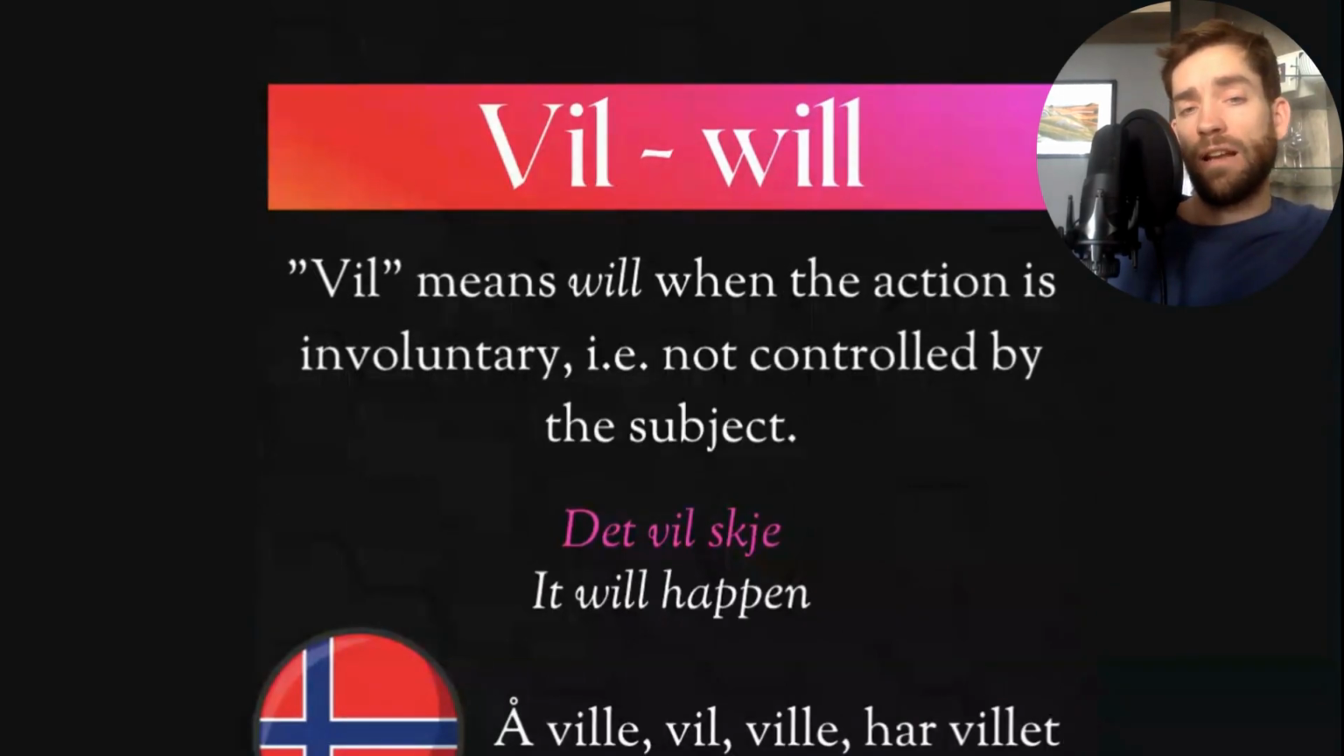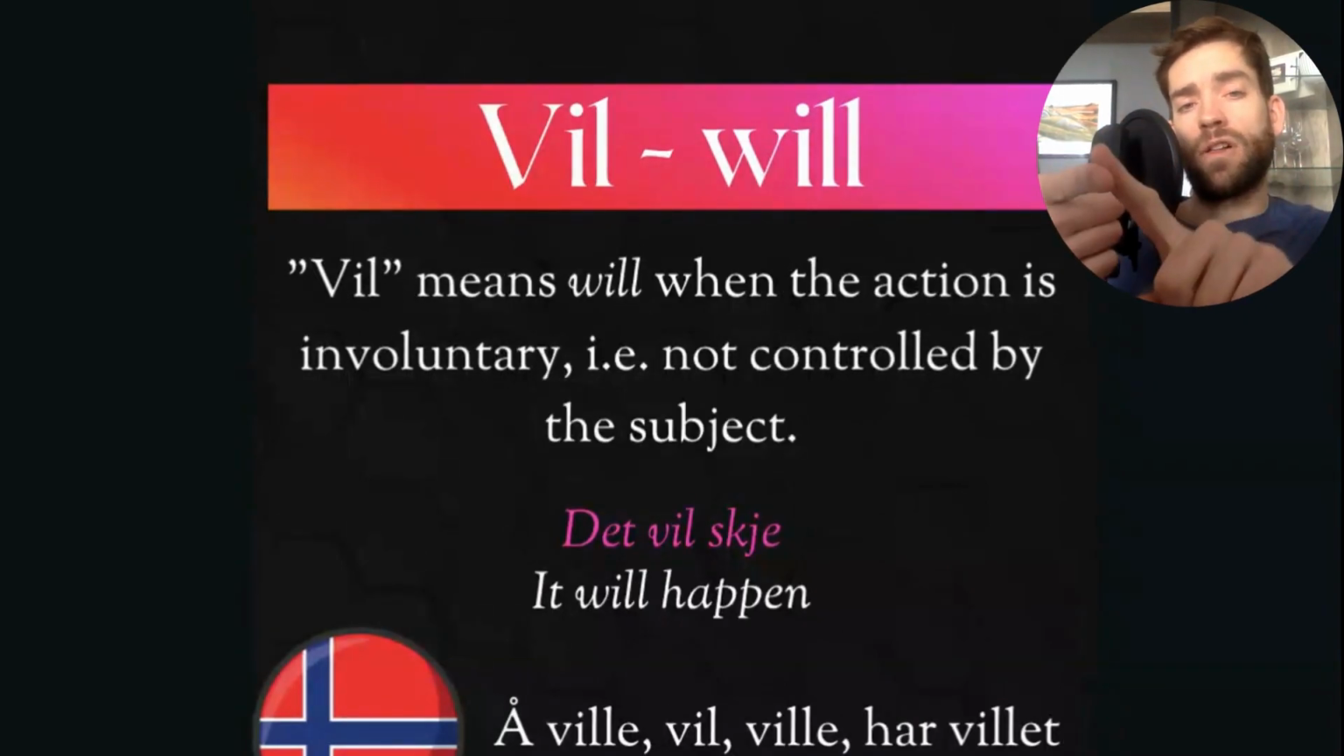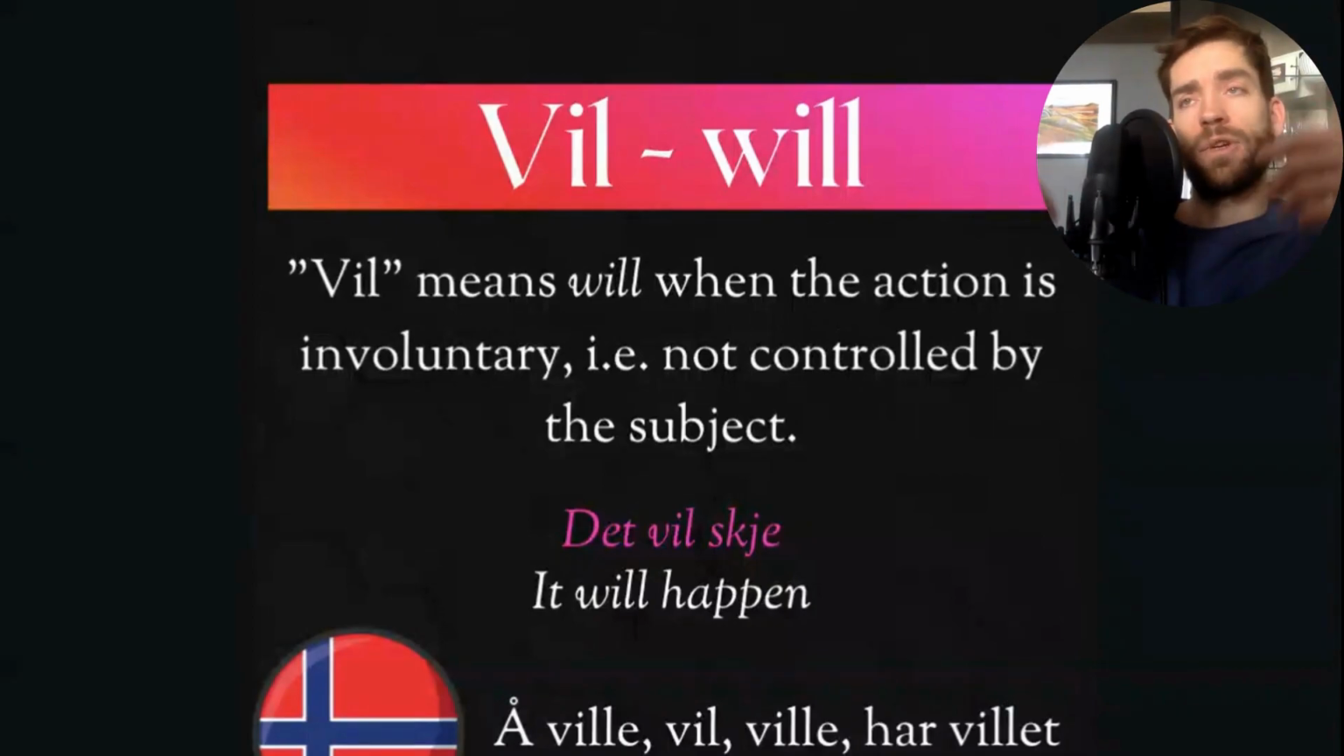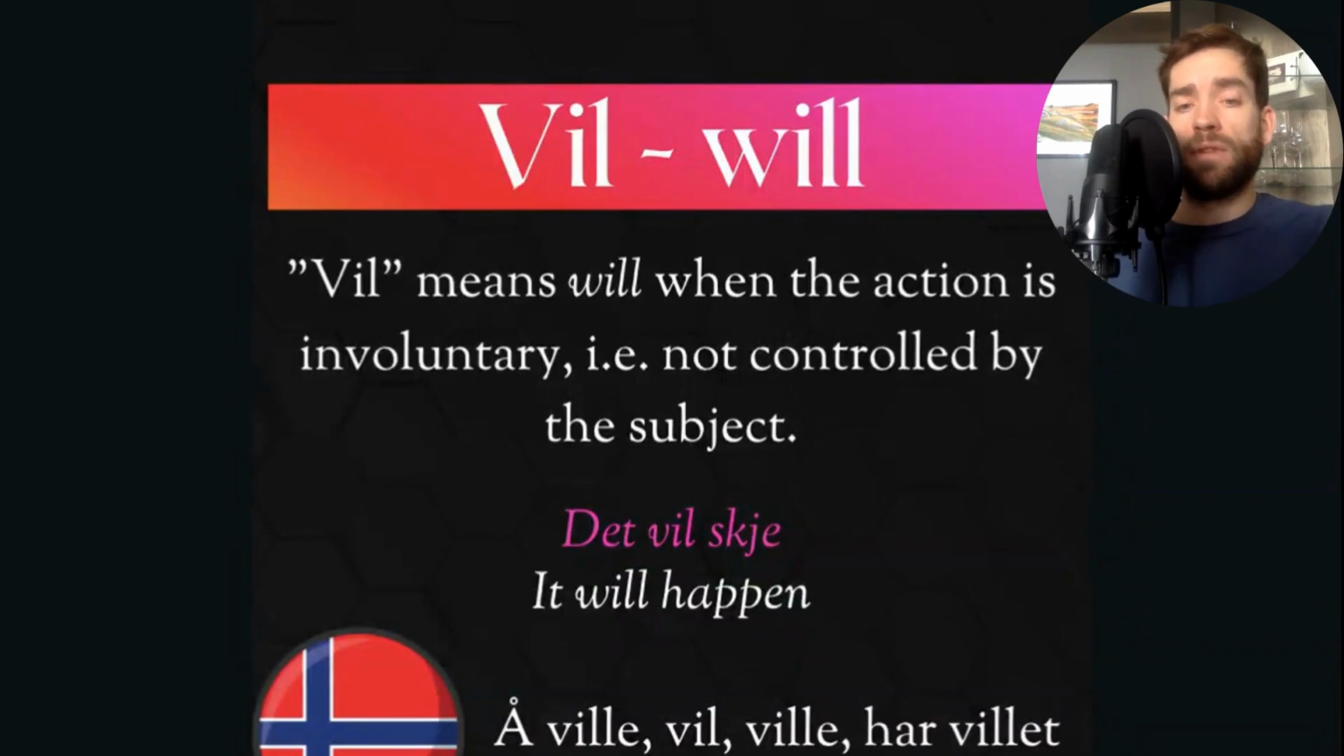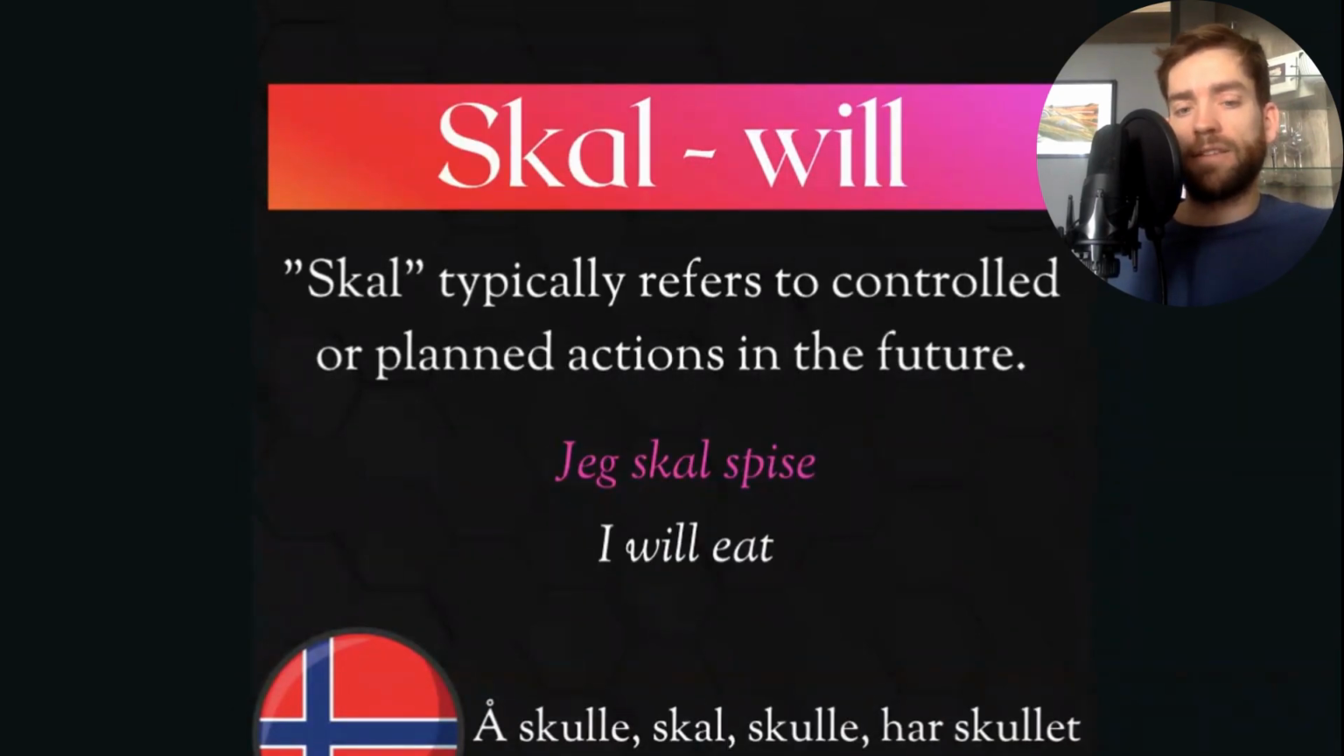So if we have vil for desires and involuntary future events, how do we then talk about our plans? For example, I will eat. Here we use the word skal. Skal typically refers to controlled or planned actions. So here we're talking about our plans. That's when we use skal. Jeg skal spise is I will eat. Jeg skal jobbe, I will work. Jeg skal til Spania, I will go to Spain.